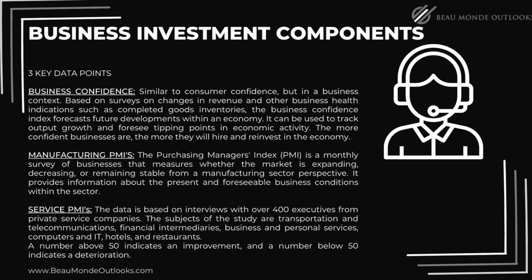Now, a number above 50 indicates an improvement and a number below 50 indicates a deterioration. And for manufacturing PMIs, a number above 50 indicates expansion within the manufacturing sector, and below 50, of course, you got it, indicates a contraction.